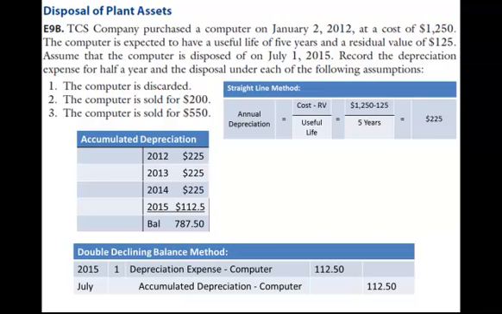$112.50. After recording the $112.50, our accumulated depreciation now has a balance of $787.50. That amount is important as we will need it to calculate our carrying value in order to go forward and record our transactions for discarding the computer.